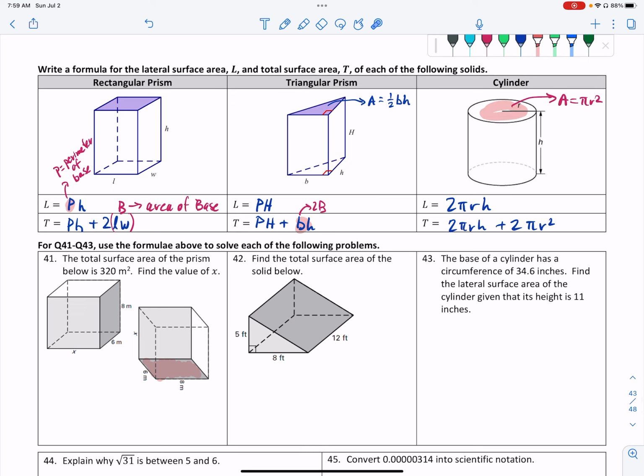On 42, find the total surface area of the solid. That solid, of course, is a triangular prism. The part that most people confuse on this one is they think it's a pyramid or something when it is definitely not. So what shape is the base here? Which helps you figure out finding the perimeter, multiplying it times our height. The height in this case is the distance between the two triangles.